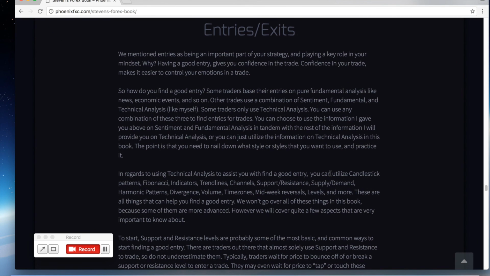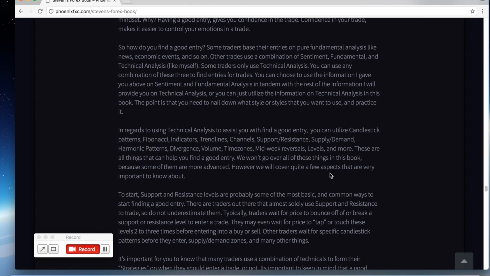So entries are a really big part of your strategies, obviously. They play a key role in your mindset, and they give you confidence in trades. Because if you know your entry's on point, you can feel confident in what you're doing in your setup, which is going to make your mindset right and going to keep your emotions in check. So entries are important. Some traders base their entries on pure fundamental analysis, like news, economic events, and so on.